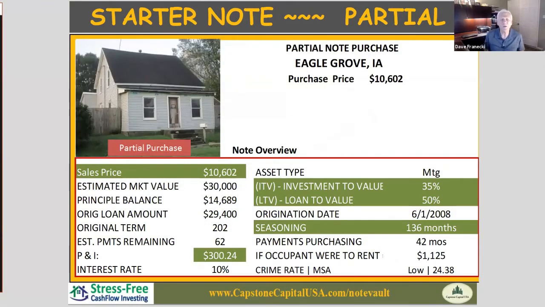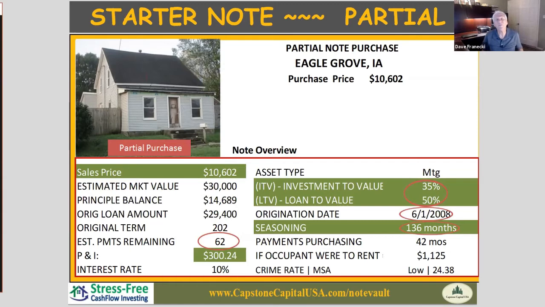This is the best way to explain it. This particular home was in Iowa, with a very, very small balance. The original balance was $14,000, and the payments remaining were 62 payments. But what was unique about this, and why partials are good for investors, is that the investment to value, the ITV, was at 35%. The loan to value was less than 50%. So a very, very strong scenario.